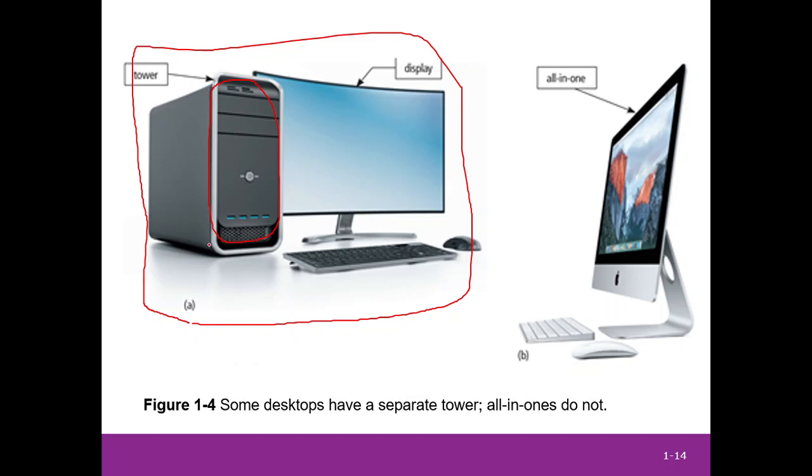Now, this is a tower casing. ठीक है ना, ये tower की तरह नजर आता है. So this is a tower casing. It is vertical direction में इसकी height, मतलब इसकी height होती है. This is a tower casing.